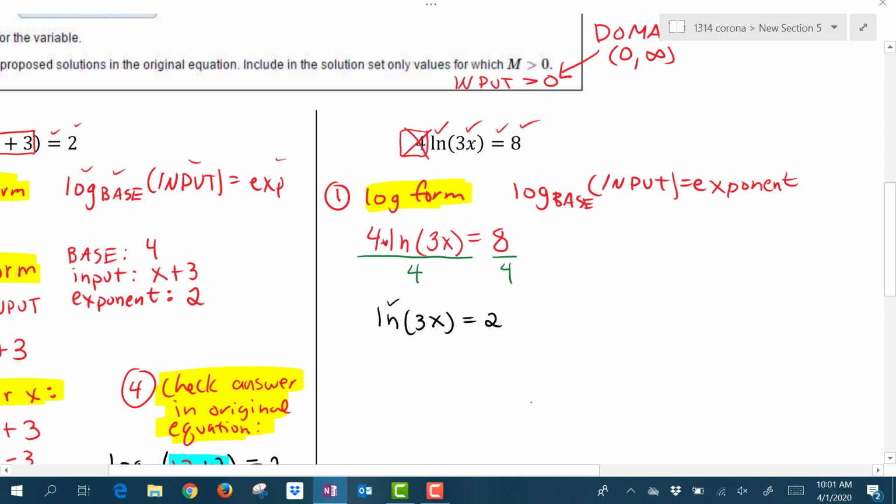We have the log and the base, we have the input, we have equals, and then we have the exponent on the other side. So we have to make sure that we get into log form first, one log by itself on one side, that we see the base, we see the input, equals the exponent. Once we have those three things basically identified, then we can rewrite into exponential form.